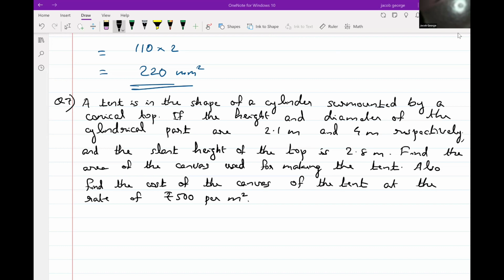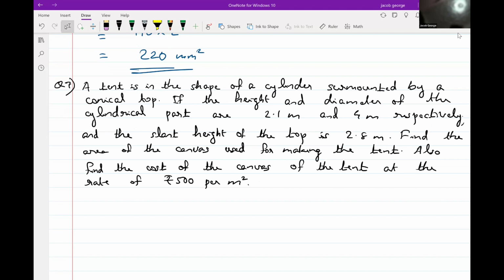Please write. A tent is in the shape of a cylinder surmounted by a conical top. If the height and diameter of the cylindrical part are 2.1 meters and 4 meters respectively, and the slant height of the top is 2.8 meters, find the area of the canvas used for making the tent. Also find the cost of the canvas at the rate of rupees 500 per meter square. So please read the question properly to draw the diagram.